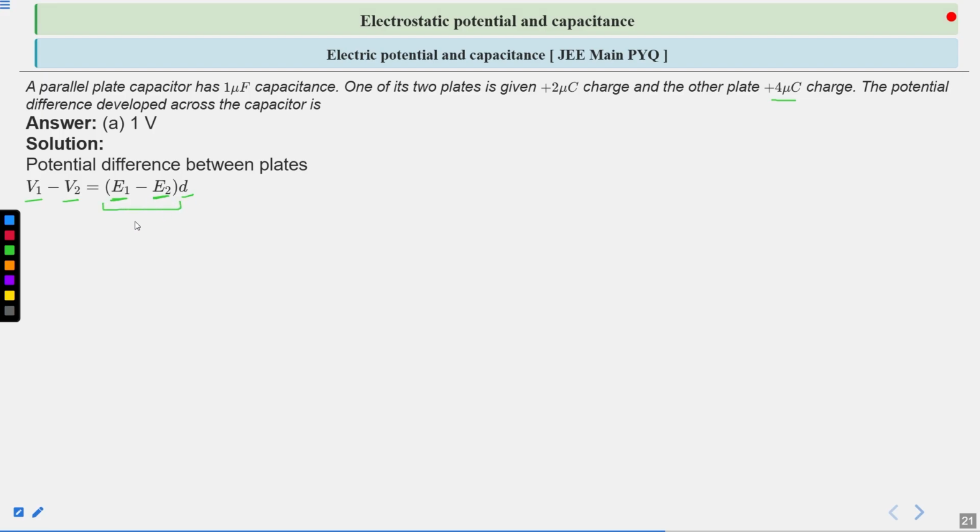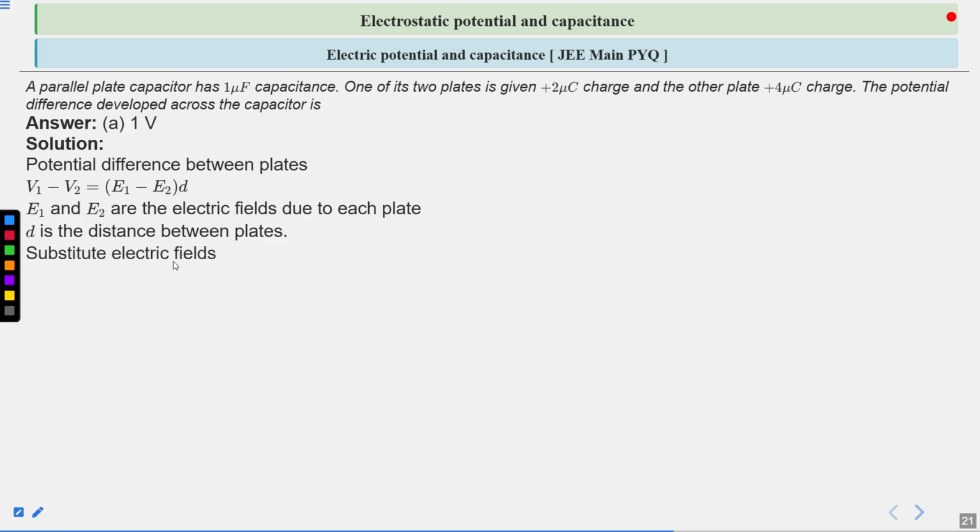What is this? The net electric field between the plates of the capacitor. After subtracting both the electric fields due to the individual plates, we get the net electric field between the plates of the capacitor, into d, which is the separation between the parallel plates of the capacitor. So E1 and E2 are the electric fields due to each plate, and d is the distance between the plates.